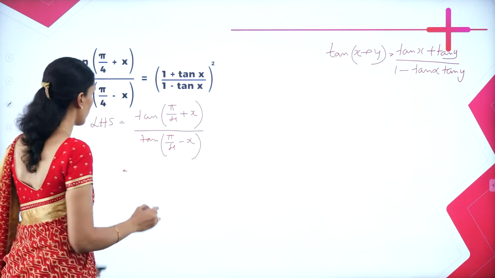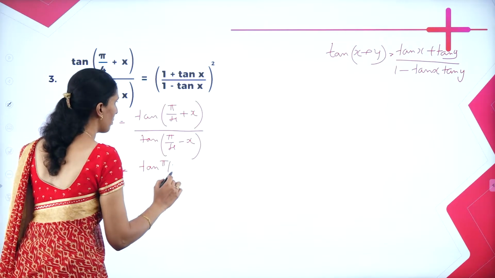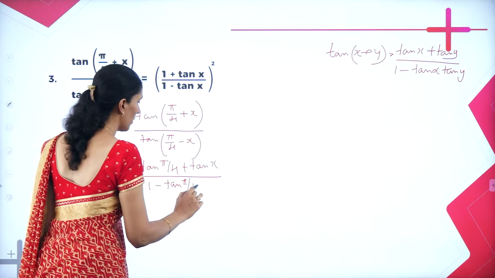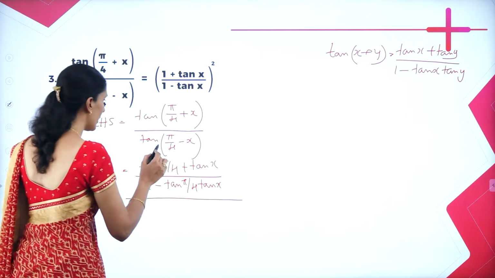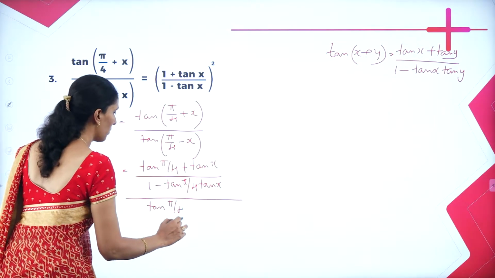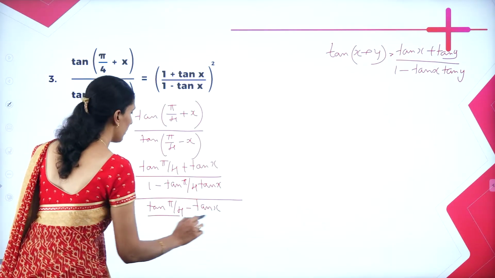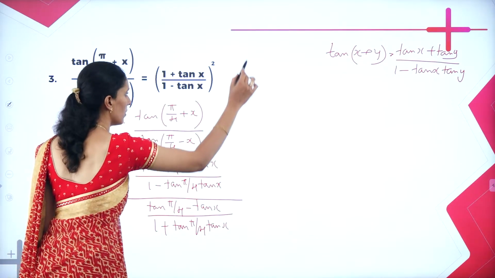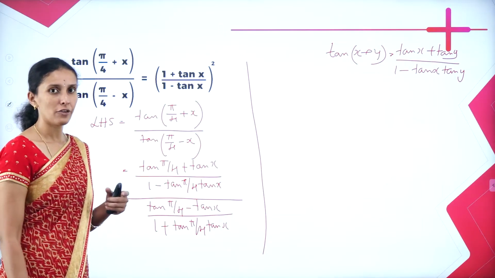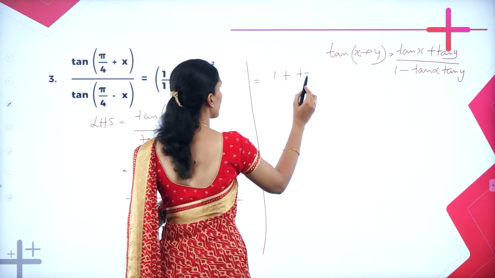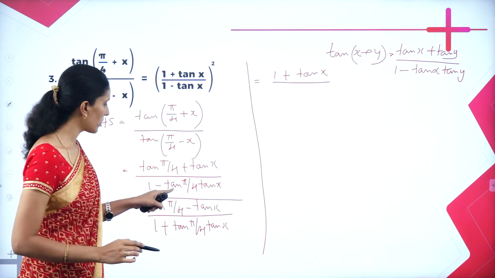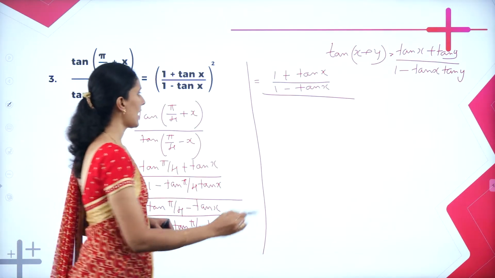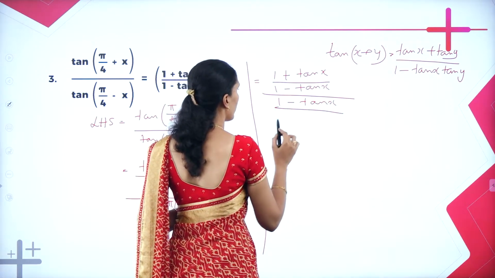And tan (x minus y) is vice versa. Numerator negative, denominator positive. So if we apply this here, it is (tan pi by 4 plus tan x) whole divided by (1 minus tan pi by 4 tan x), whole divided by denominator. Now (tan pi by 4 minus tan x) whole divided by (1 plus tan pi by 4 tan x). Now here we have tan pi by 4. What is the value of tan pi by 4? It is 1. So the numerator is 1 plus tan x. And in the denominator, if you put tan pi by 4 equal to 1, this becomes 1 minus tan x, whole divided by, again this one, 1 minus tan x whole divided by 1 plus tan x.